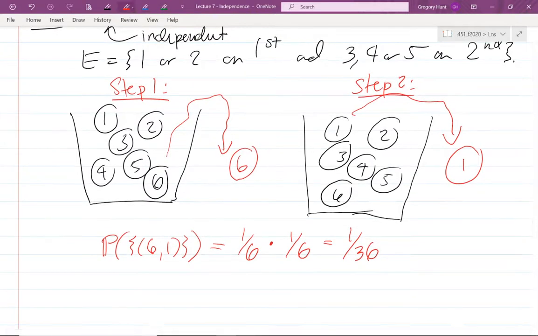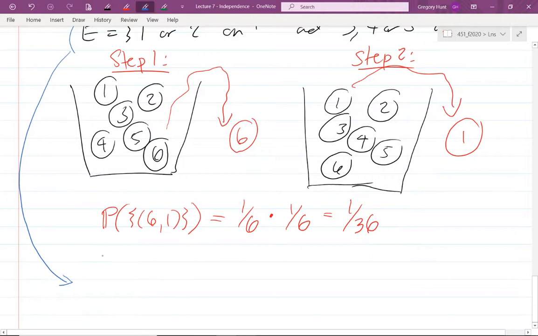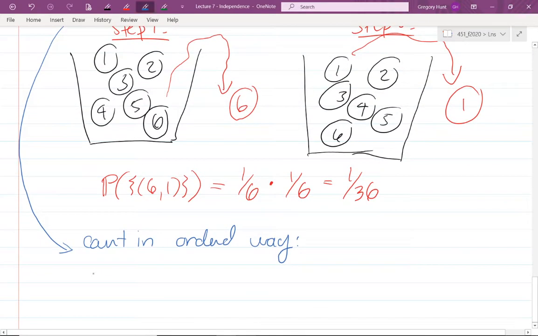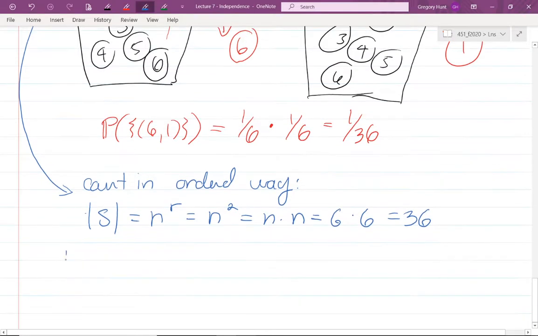Okay, so let's go back to my actual event we're going to look at for this problem, E here. So if I count in an ordered way, then how many events are in S? Well, we've done this several times. There should be 36, right? There should be n to the r, which is, in this case, n squared, so n by n, and n is 6, so 6 by 6 is 36, right? And how many things are in E?